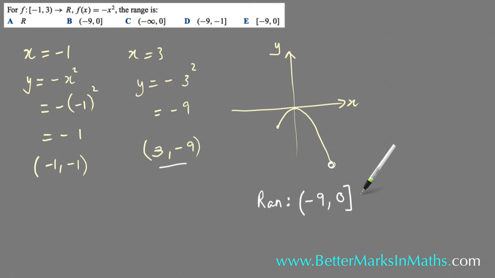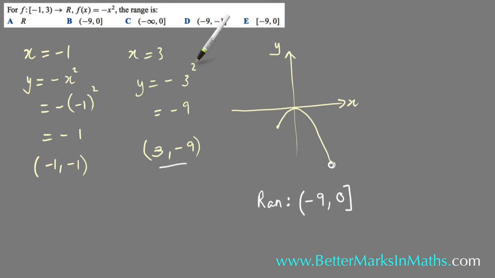So that's the range in this question, and I believe it's answer B. Again, with this kind of question, anytime there's a restriction on the domain, you're going to have to look carefully at usually the graph of the function to see what's going on, especially in this kind of question when you're trying to find the range.